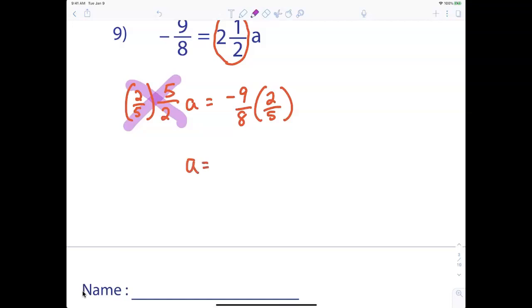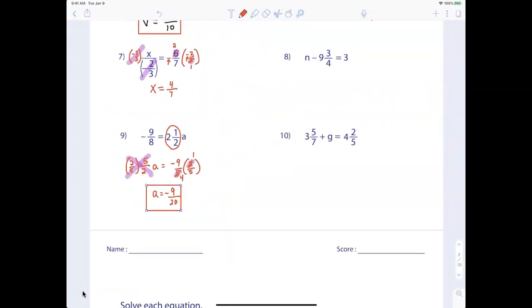Now here again, I notice 2 and 8. 2 divided by 2 crosses out to 1, and 8 divided by 2 is 4. Nothing can cancel with 9 and 5, so I just multiply straight across. 9 over 4 times 5, 20. A negative times a positive is a negative. So now a is equal to negative 9/20. So that's a good review of fractions.